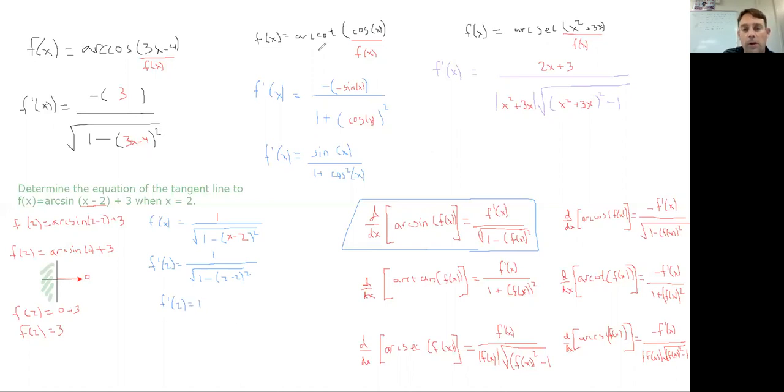So I got my slope, got my point. Let's go ahead and write the equation of our line. So y minus y1 equals m times x minus x1. There we go.